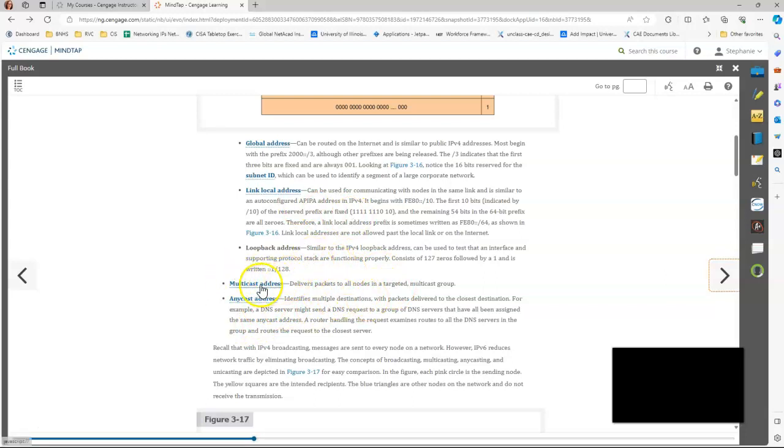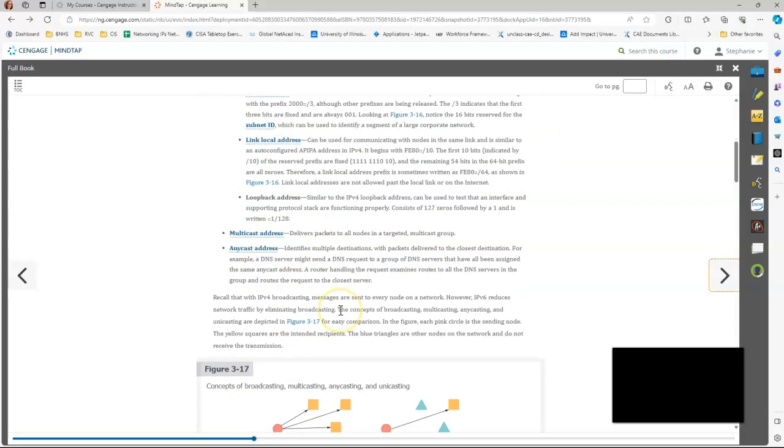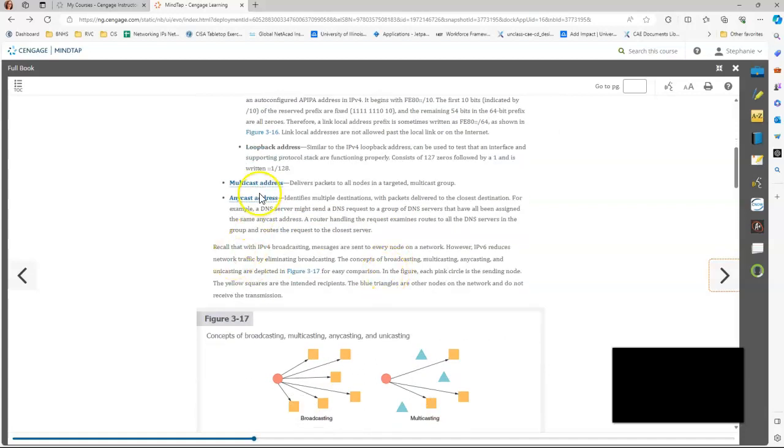So we have a multicast address where we can send to multiple nodes on the network. Anycast address is just going to be multiple destinations. It's similar to the broadcast, but broadcast is sent to everybody. Anycast is not the same as broadcast. It's not sent to every node. IPv4 broadcast is sent to every node. Anycast is just sent to the closest destinations.